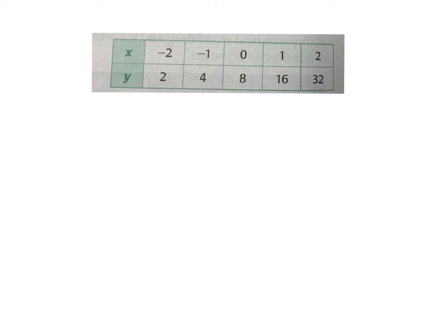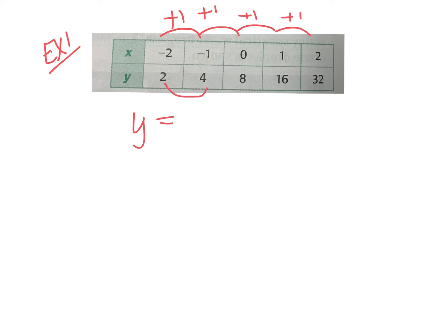All right, so let's look at this table. This is example 1. What we're trying to do is create the rule, or the function, the formula-looking thing. So it's going to say y equals, and we're going to find out what the rule here is. So let's look at the x. What changes from -2 to -1? We added 1, right? What about here? Added 1. Added 1. Easy pattern, right? Added 1.